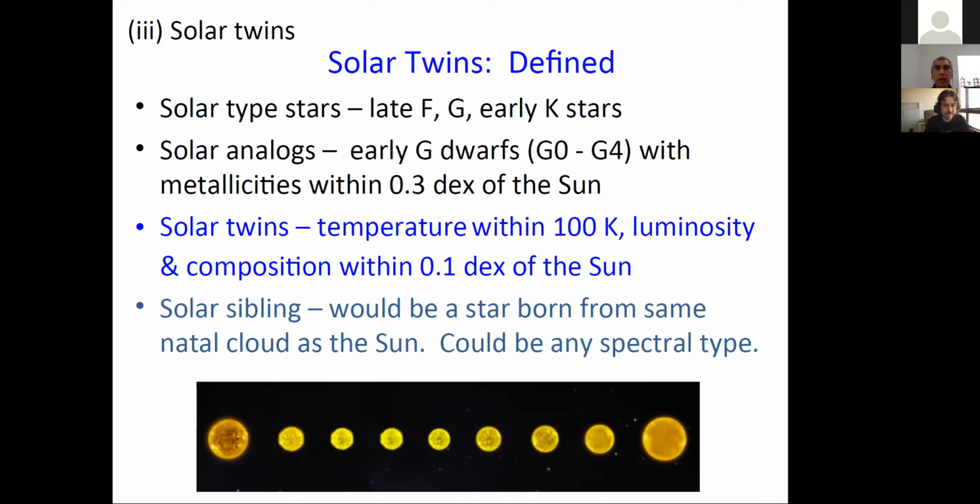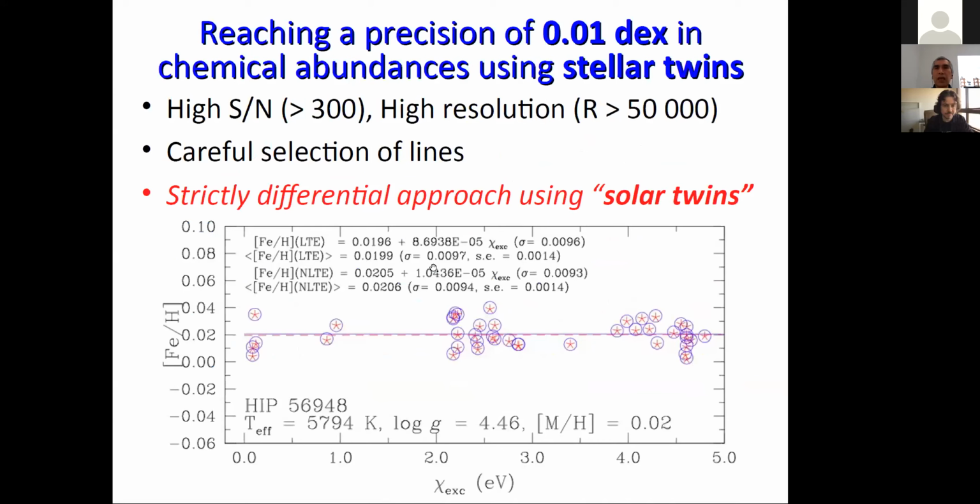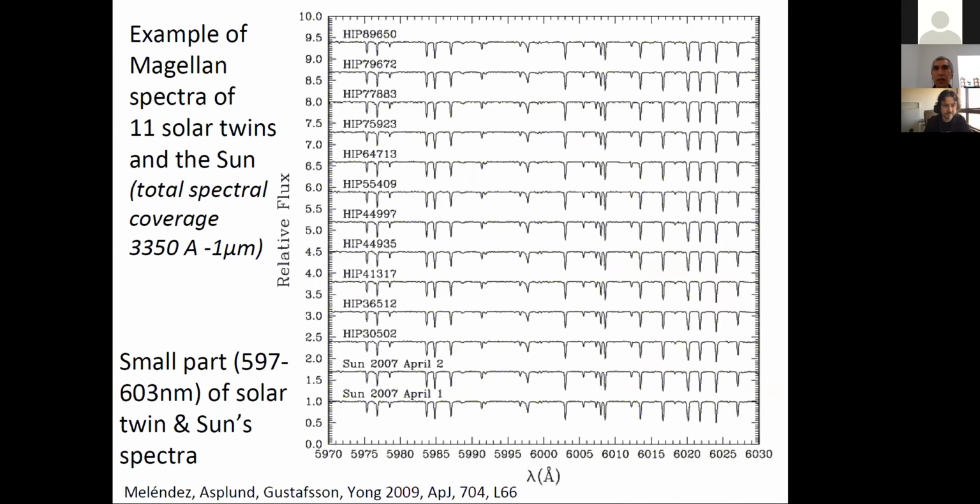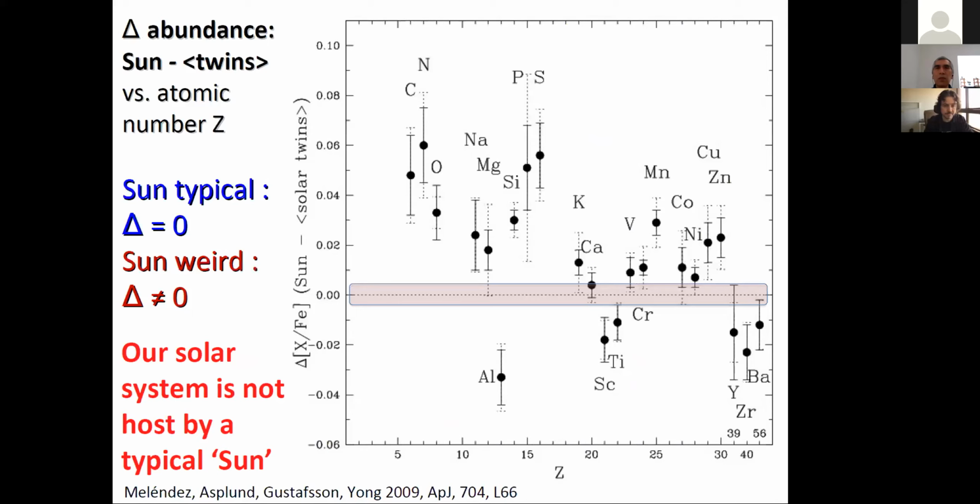So let's talk now about solar twins. We have a sample that is very similar to the Sun in temperature, surface gravity, and metallicity. And for these stars, we can get very high precision using the differential method. You can see that the stars seem very similar among them, but with a high precision analysis, we can detect very small variations in chemical abundances.